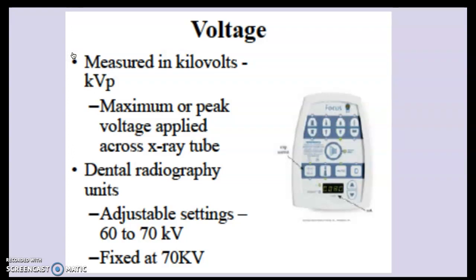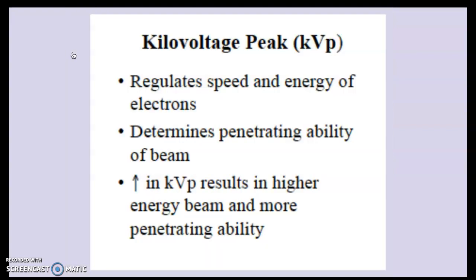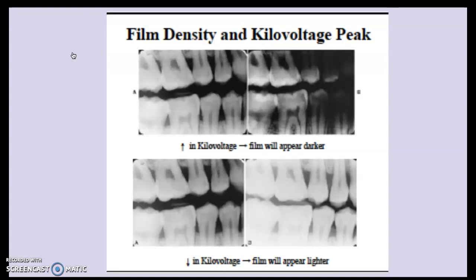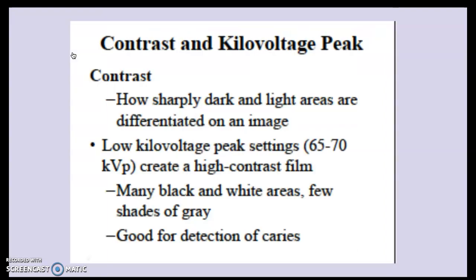Maximum or peak voltage is applied across the X-ray tube. Dental radiography units have adjustable settings from 60 to 70 kV, and it's fixed at 70 kV. So kVp regulates the speed and energy of electrons. It determines the penetrating ability of the beam. An increase in kVp results in higher energy beam and more penetrating power. So an increase in kilovoltage, the film would appear darker. A decrease in kilovoltage, the film would appear lighter.